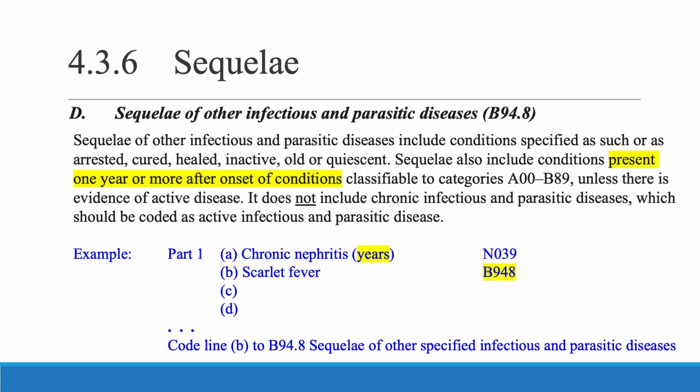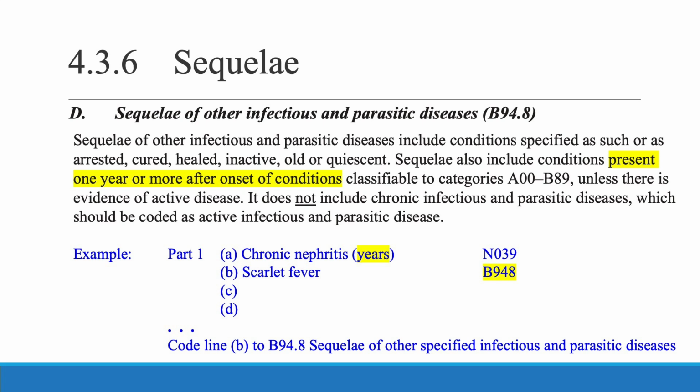ICD-10 code B94.8, sequela of other infectious and parasitic diseases, provides a sequela code for the remaining conditions in Chapter 1. Let's read. Sequela of other infectious and parasitic diseases include conditions specified as such or as arrested, cured, healed, inactive, old, or quiescent. Sequela also include conditions present 1 year or more after onset of conditions classifiable to categories A00 to B89, unless there's evidence of active disease. It does not include chronic infectious and parasitic diseases, which should be coded as active infectious and parasitic disease.